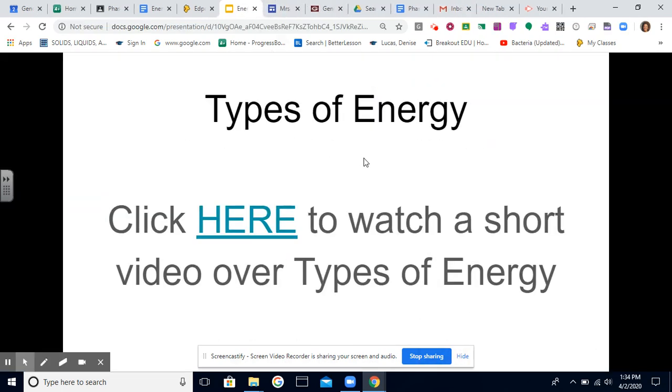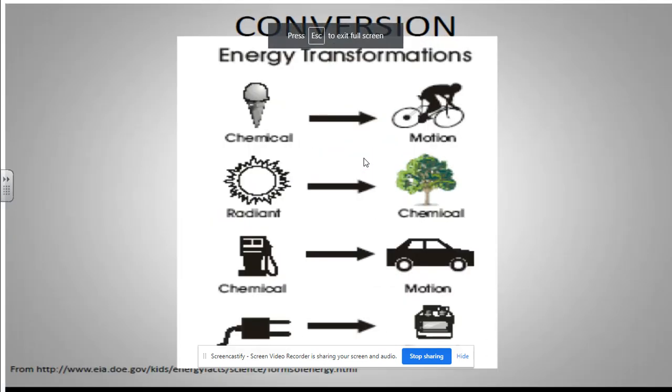So just an introduction to some different types of energy. Energy transformations, again, is just a fancy way to show that energy can move from one form to the next. So chemical energy from food can be transferred into the energy that allows us to move. Energy from the sun can be used by trees for food. Energy that's stored in gasoline can be transferred into moving energy in a car, and electrical energy can be transferred into heat energy.